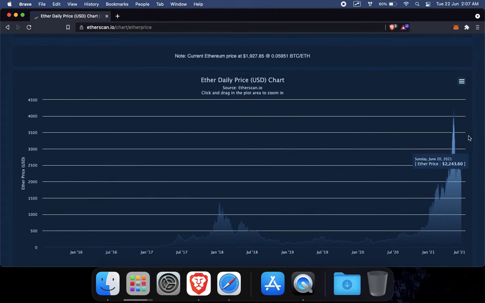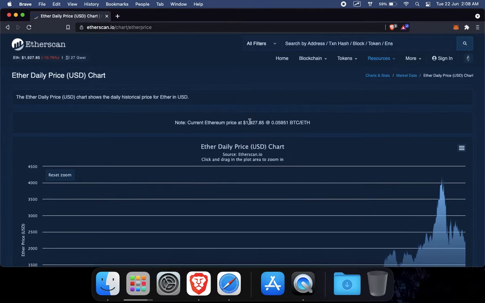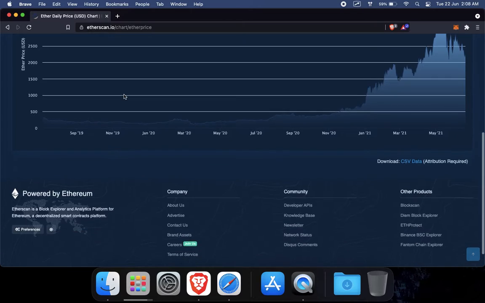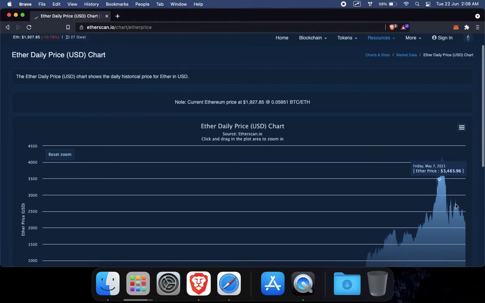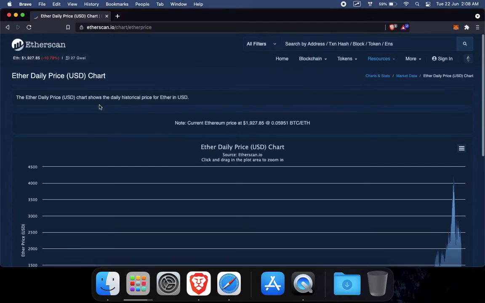Reset the zoom. Let's say I want to pull it in further, from July this year to July last year. So this is over 1 year, and you can see the price of Ethereum just shooting up sky high around May, 4,000. It's since dropped quite a fair bit to about 2,000 or so. And that's okay. I mean, Ethereum, I believe, will continue to grow. That's just my personal belief. Do your own research to find out, right?